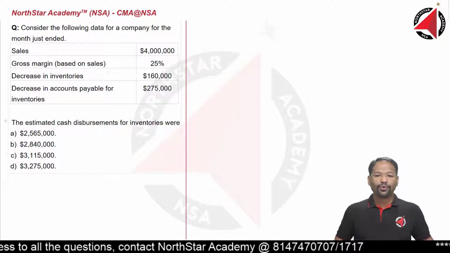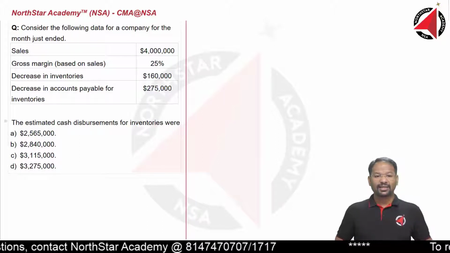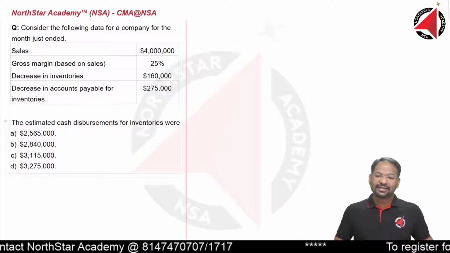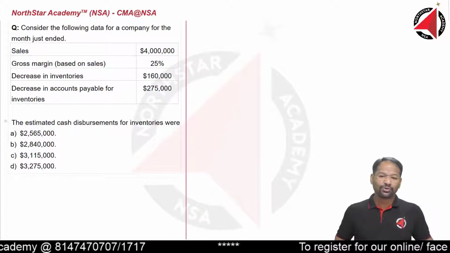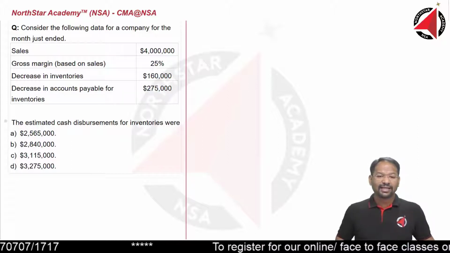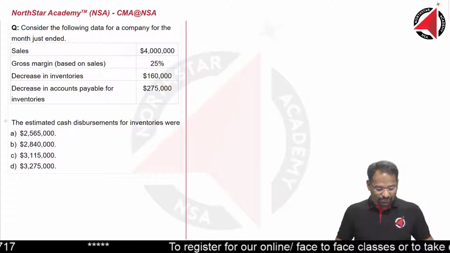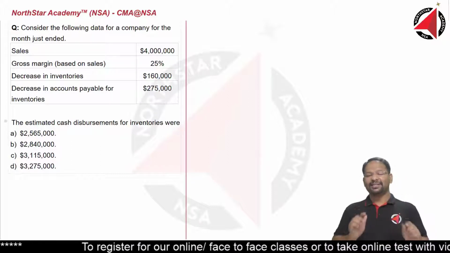Sales are 4 million, and the gross profit margin based on sales is 25%. The decrease in inventory is $160,000, and the decrease in accounts payable for inventories is given as $275,000. We need to find the estimated cash disbursement for inventories. The question looks simple, but it is a little tricky.